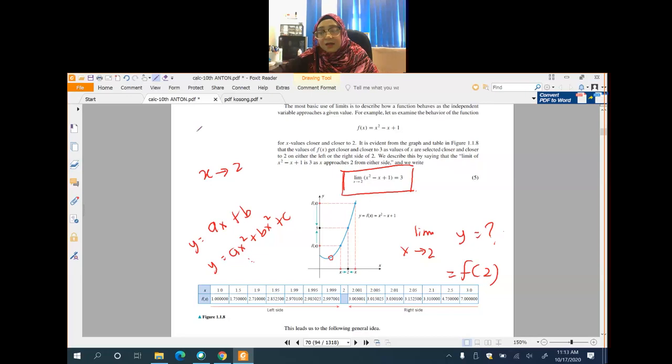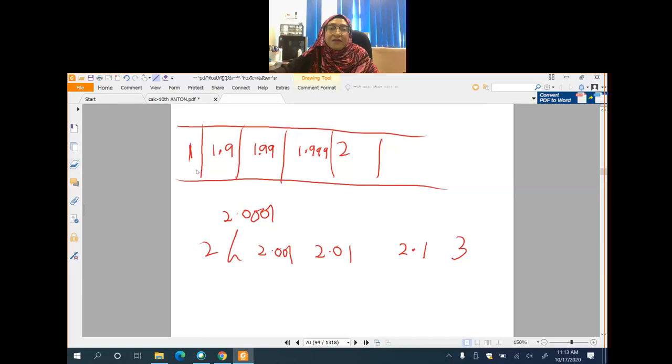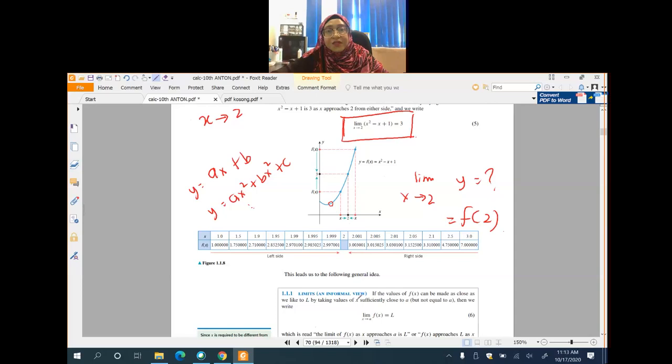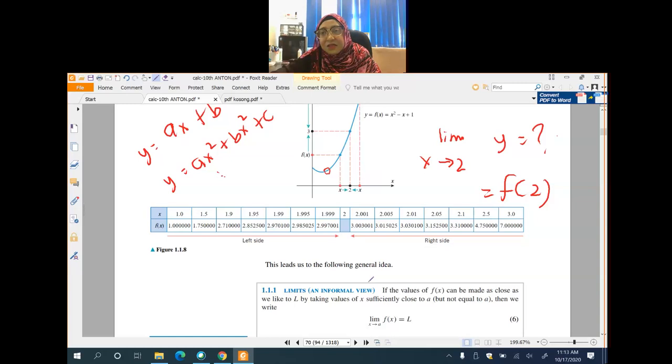And then after you decide the values of X, you can use your calculator to find the values of Y for each of the X that you have decided. And after you have done that, you will see the pattern for the values in your table.